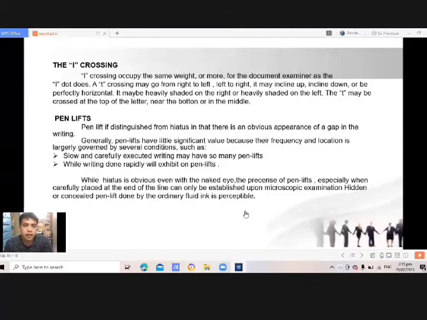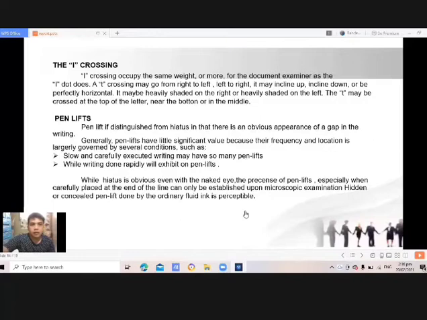T-crossing. T-crossings occupy the same weight or more for the document examiner as the I-dot does. A T-crossing may go from right to left, left to right. It may incline up, incline down, or be perfectly horizontal. It may be heavily shaded on the right or heavily shaded on the left. The T may be crossed at the top of the letter, near the bottom, or in the middle.